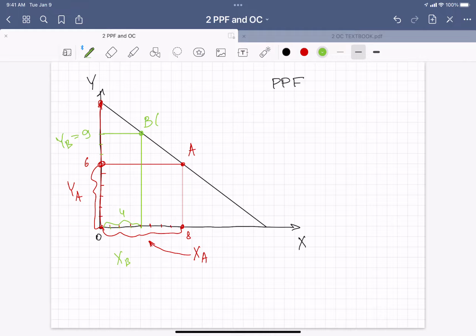And actually let's write down those numbers against those points. As always, good X shows up first, so we're writing down 4 and 9, and here we're writing down 8 and 6. Okay, so that's just an example of how 2 points can be figured out here.